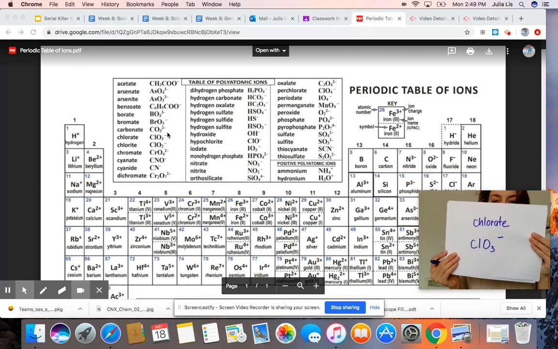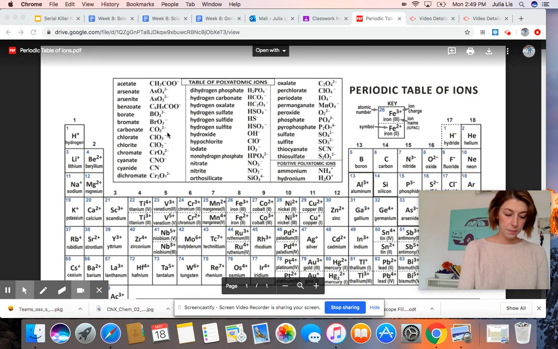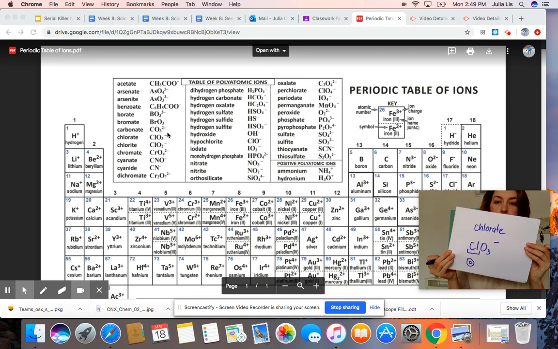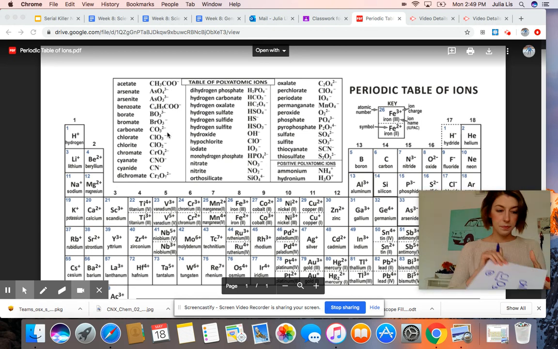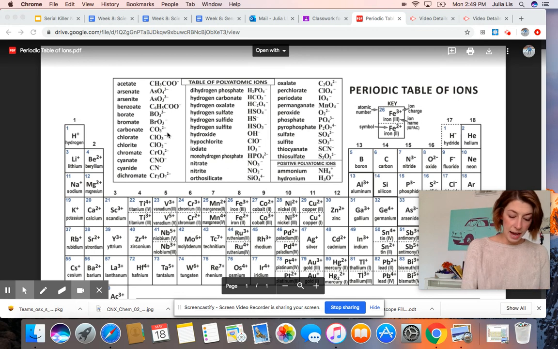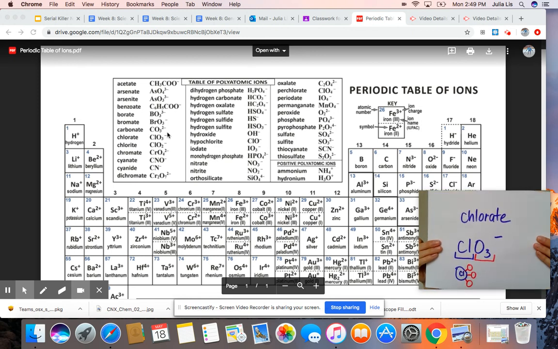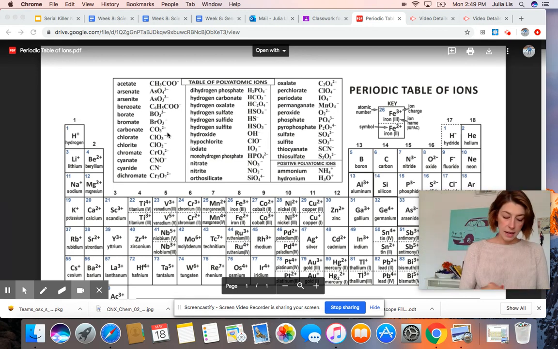What this means is that Cl, there's one chlorine atom, and it actually has 3 oxygens attached to it. And they actually all together have a negative charge. They have 1 extra electron than they do all protons together.